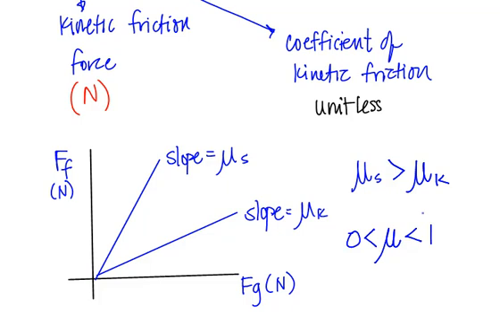So like a 0.9 is rough compared to a 0.2. Does that make sense? A 0.9 would be a very high slope and a very rough surface. A 0.2, comparatively, would be a smoother surface, a lower slope. And you know, I love a graph, so this is a graph of force versus force.